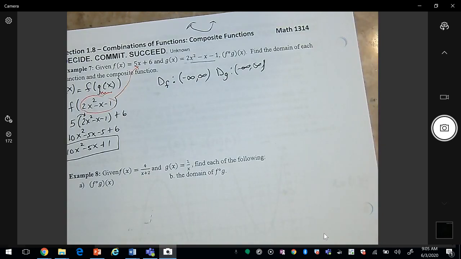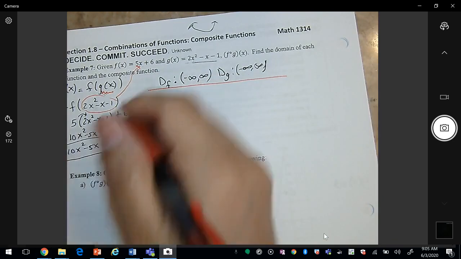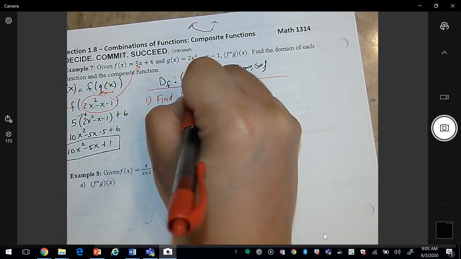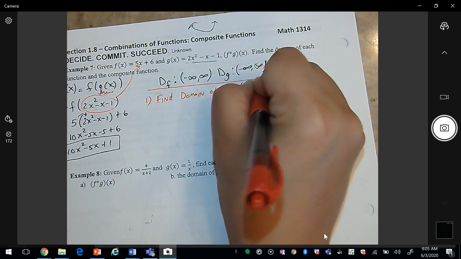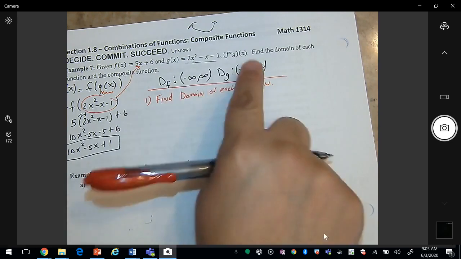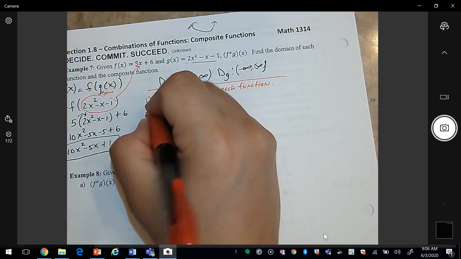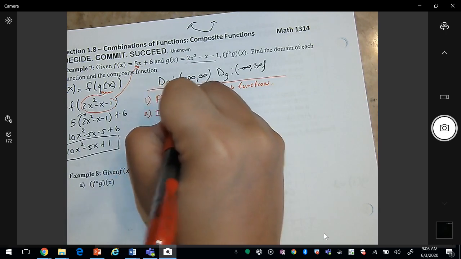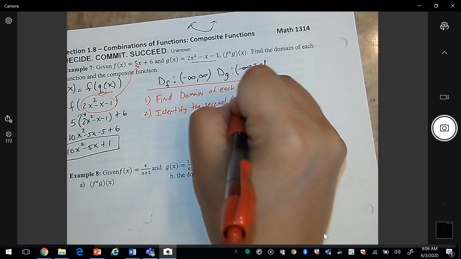So to find the domain, we can write this in 2 steps. Number 1, find the domain of each function, which we did right here. Number 2, identify the second function listed.